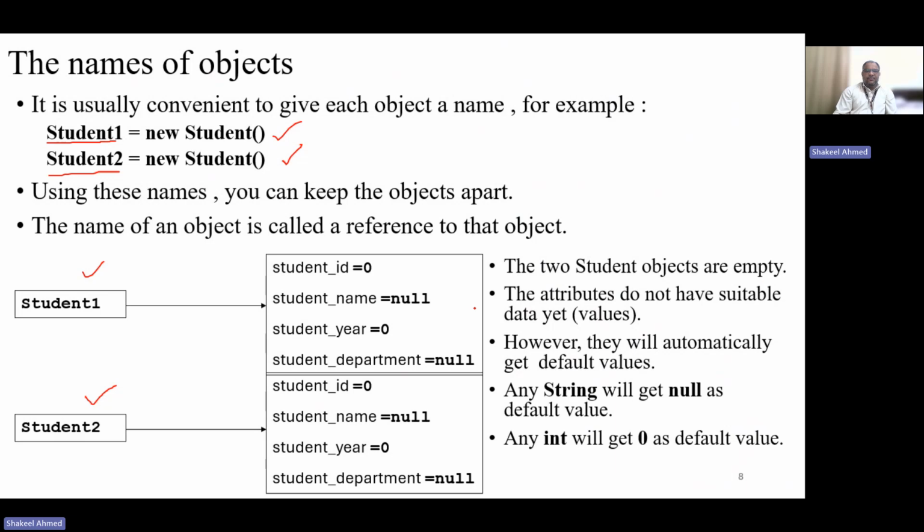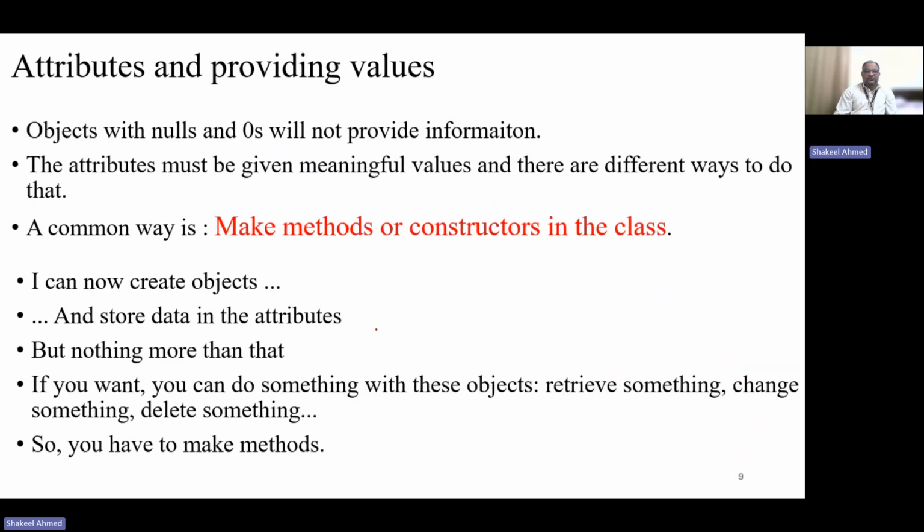So the two objects are empty. If you see here, we have two integer values as zeros, and these strings are nulls. So any string value will get null and any integer will get 0 by default, because we did not assign any values to them. That's why they get the default values. Student1 gets the same, student2 also gets the same. So as many students as you create as objects, each instance will have the same values.